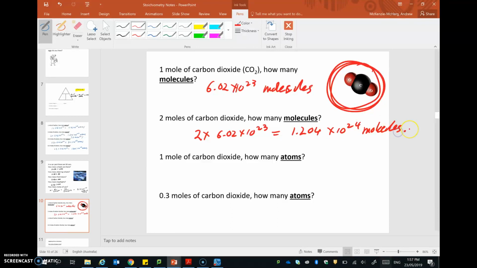Okay, now at this point, I've probably rushed ahead a little bit too much. Maybe I'll stop here and just give you a chance to think about the next couple. So that's how many molecules. Have a look at the next 2 and pause the video, and then I'll have a look at them with you.